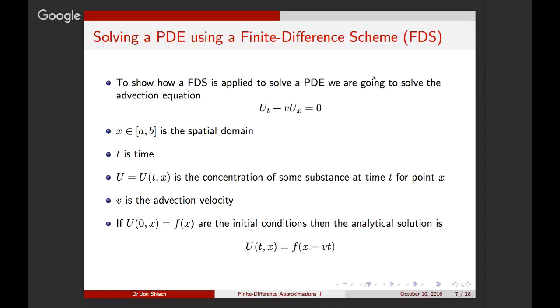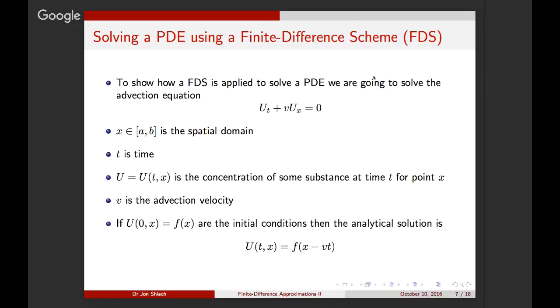Okay, so u is our function. Remember, that's what we're trying to find, that's what we're trying to approximate. So the derivative of u with respect to t plus v times the derivative of u with respect to x equals 0. That's what's known as the advection equation. Okay, so I just define a few things. x, have you seen this notation before? So that's membership. The square brackets means inclusive. So this means the range from a to b, including a and b. If it was rounded brackets, it would be exclusive, means not inclusive. Okay, so x is a spatial domain.